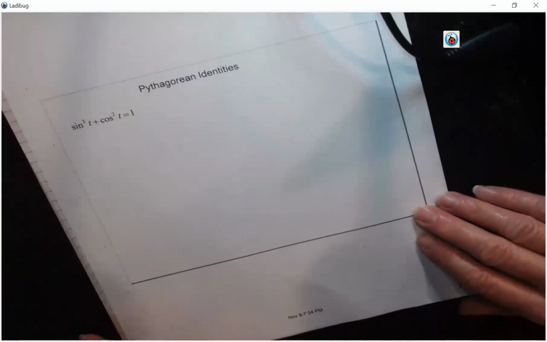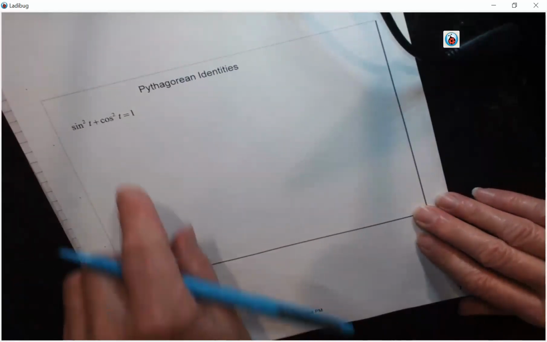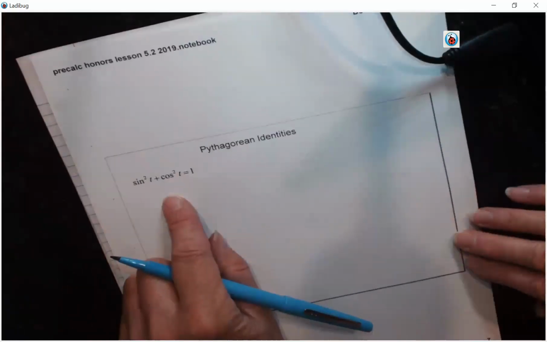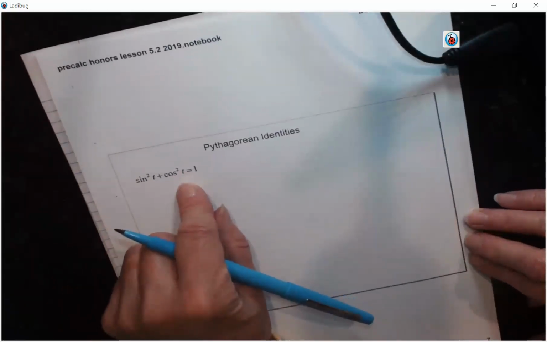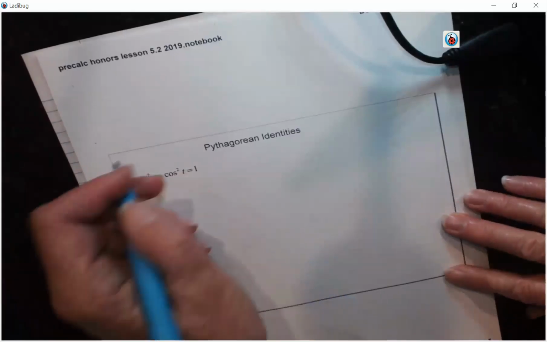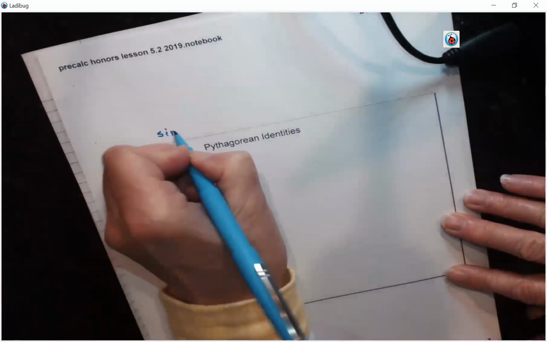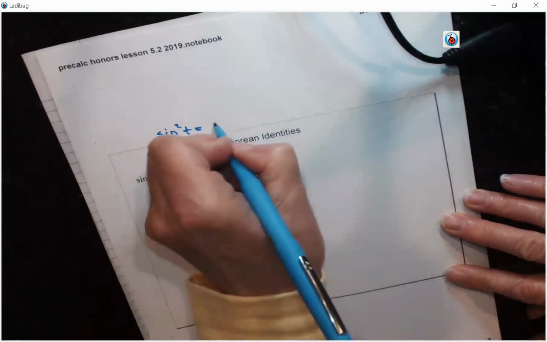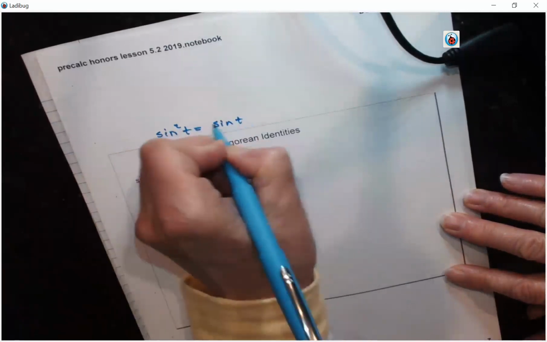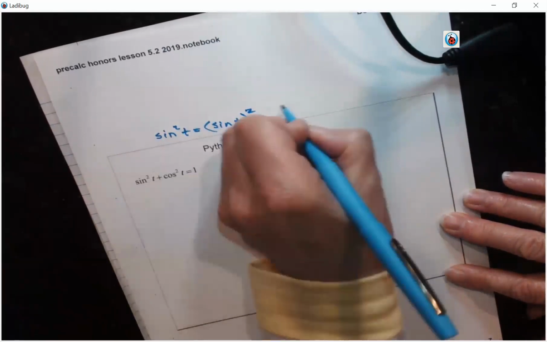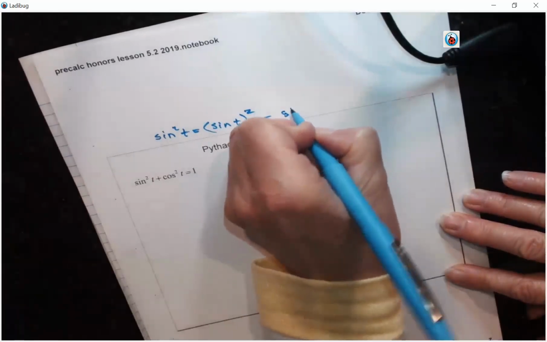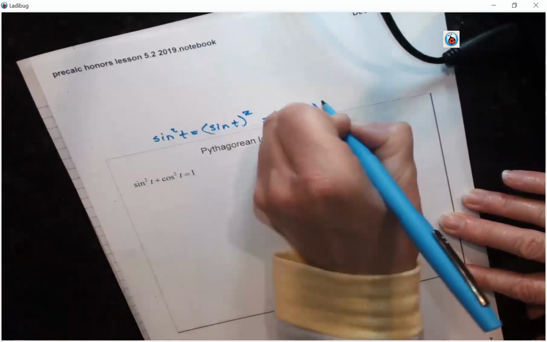Pythagorean identities, there are actually 3 of them. This is the one that most people remember, that the square of the sine of t plus the square of the cosine of t is equal to 1. And for clarity, sine squared of t means sine of t, that quantity squared. Or in other words, it equals the sine of t times the sine of t.